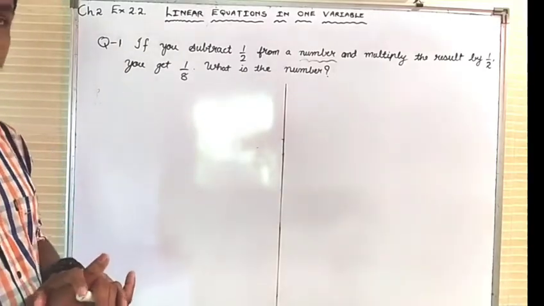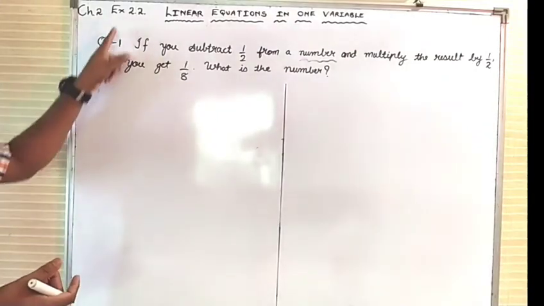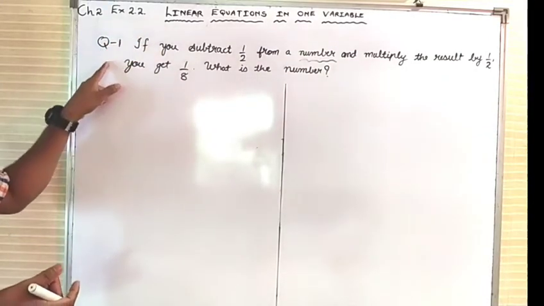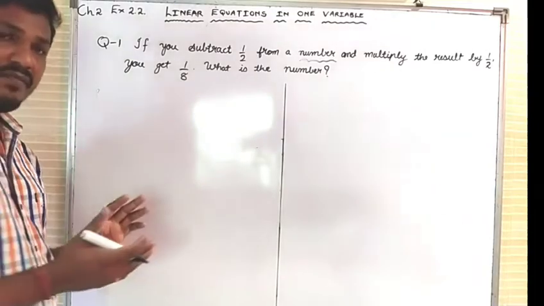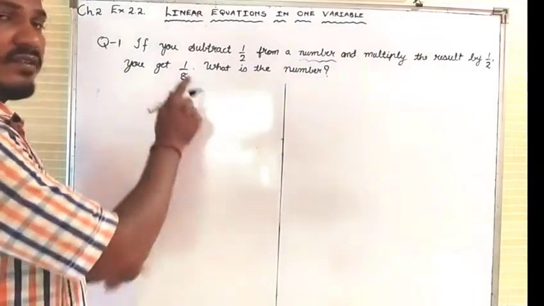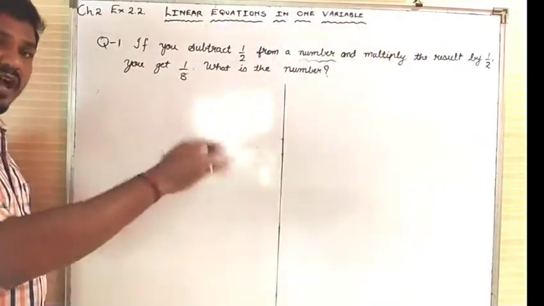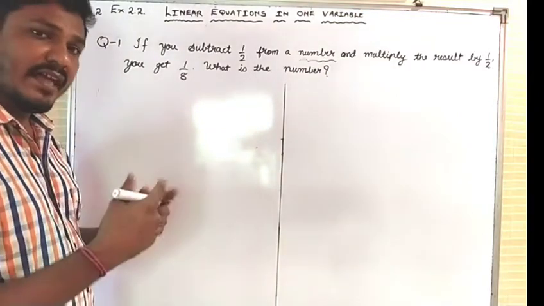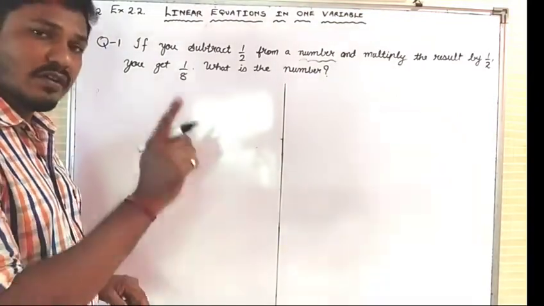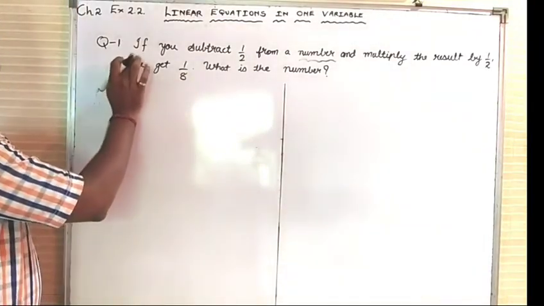Now let us start our word problem number 1, that is Exercise 2.2 question number 1. Previously we already solved equations, but here the question is given and you have to form the equation and then find the value of the unknown quantity. Now see dear student, what does the question say?